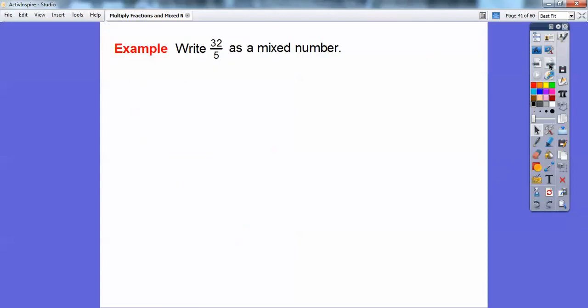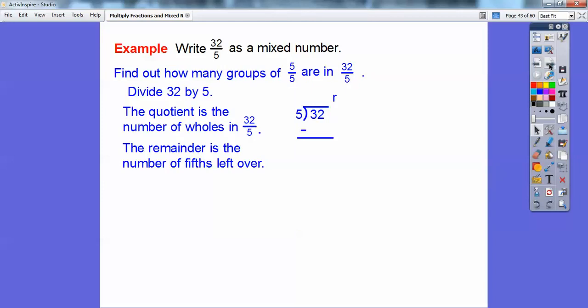Okay, write 32 fifths as a mixed number. Okay, so we're going to find out how many groups of 5/5 are in 32 fifths. So we're going to divide 32 divided by 5. Okay, so here we go, 32 divided by 5. We're going to have a remainder here. Okay, so we're going to find out how many times does 5 go into 32.